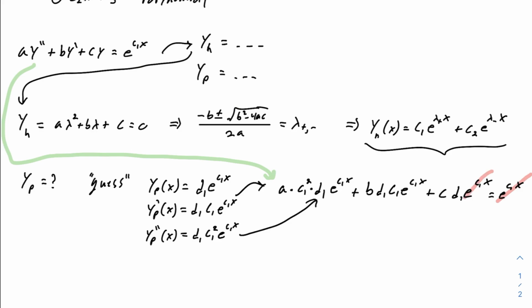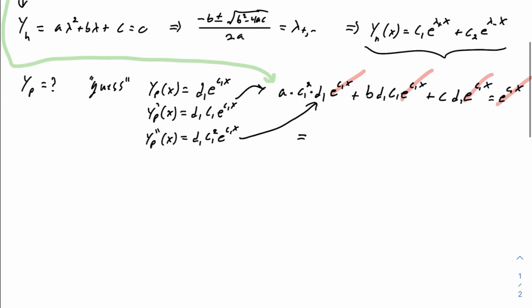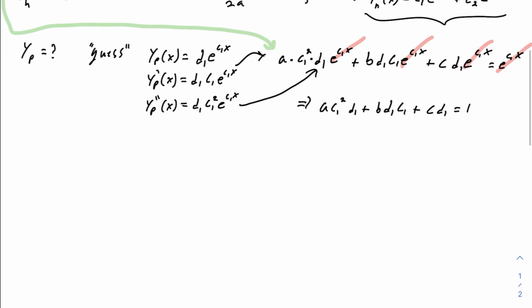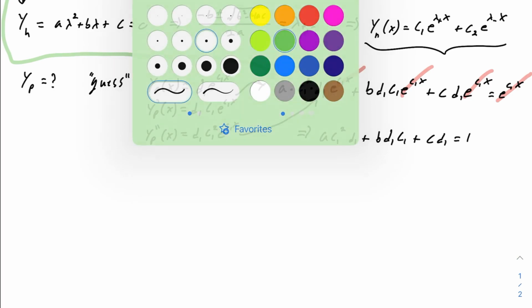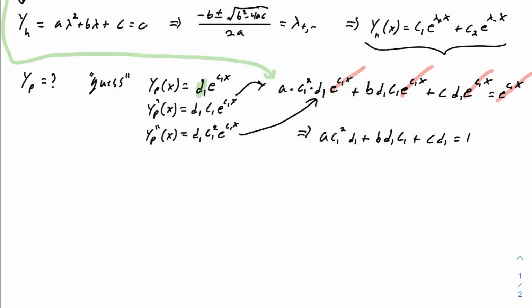So we can always just divide through by the e. And then that becomes a c1 squared d1 plus b d1 c1 plus c d1 must equal 1. So now, what is the constant that we're trying to solve for? Well, our undetermined coefficient is right here in our y particular guess. So we're trying to solve for d1.